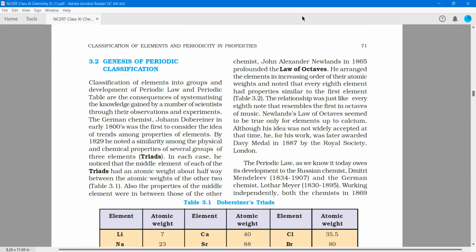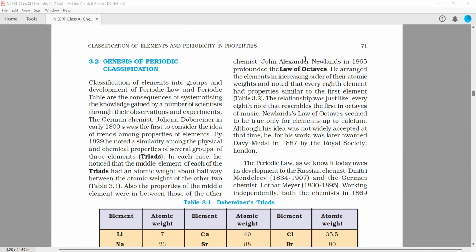So classification of elements into groups and development of periodic law and periodic tables are the consequences of systematizing the knowledge gained by a number of scientists through their observations and experiments.